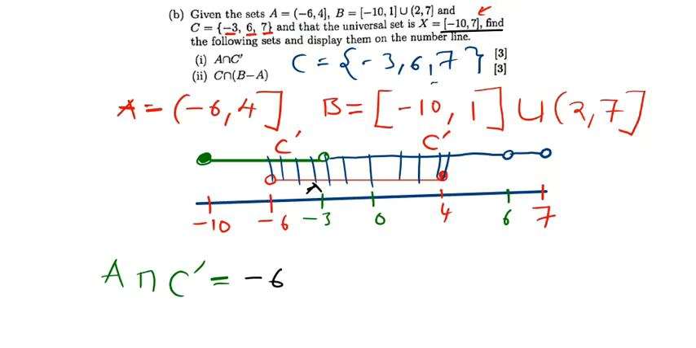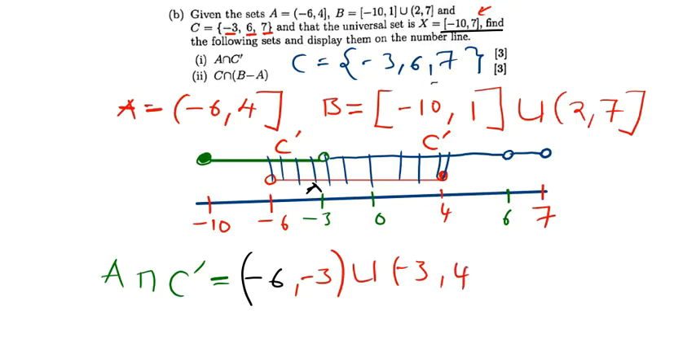So for negative 6 we're not going to use this kind of bracket. Instead, we'll put a curved bracket indicating that it is not included. Again, there's a restriction there because the circle is empty, so negative 3 is not part of C complement and can't be part of the intersection. So the intersection runs from negative 6 to negative 3, both not included. But it will continue from negative 3 all the way up to 4.